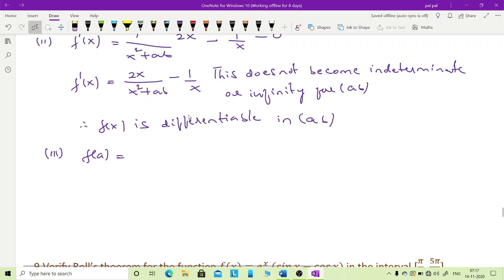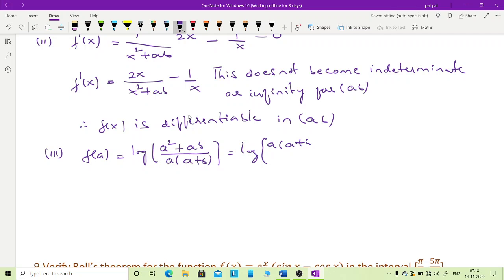It gives that f of a is equal to log of a square plus ab by a into a plus b, which is equal to log of, in the numerator you take a common factor, it is a into a plus b, divided by a into a plus b. Both numerator and denominator are the same, you can cancel this. So what is remaining? Log 1, value is 0. So f of a is 0.